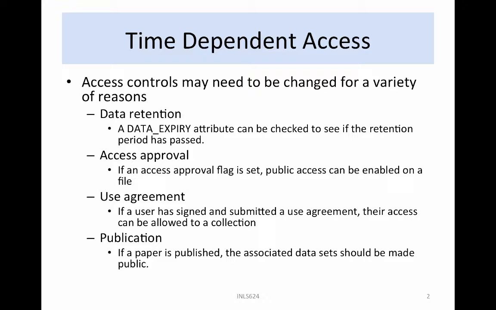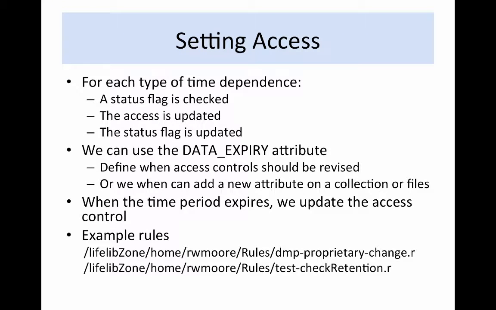In each case, processes need to be executed to change controls applied to datasets. For each type of time dependence, a status flag is checked, the access is updated, and the status flag is updated. We can use the data expiry attribute to define when access controls should be revised, or we can add a new attribute on a collection or files. When the time period expires, we update the access control. Example rules include lifelinezone/home/RWMore/rules, dmp-proprietary-change.r, and lifelinezone/home/RWMore/rules/test/check-retention.r.